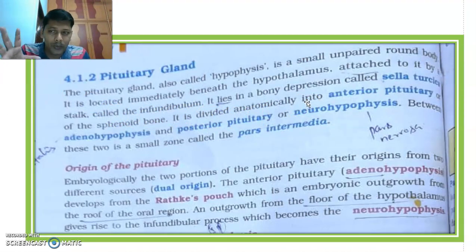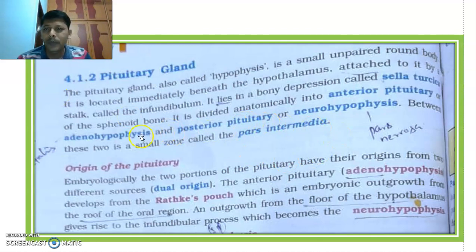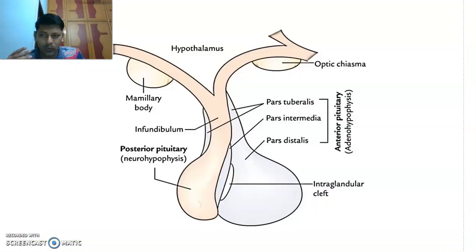What are the two anatomical divisions of the pituitary gland? One is called the anterior pituitary, and the other is called the posterior pituitary. The posterior pituitary is also called the neurohypophysis. The anterior pituitary is also called the adenohypophysis. Between these two lobes, there is a small zone called pars intermedia, the intermediate lobe.